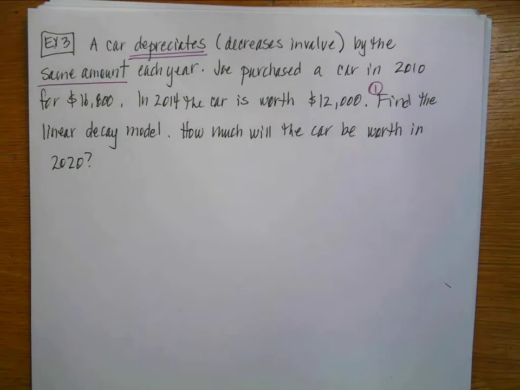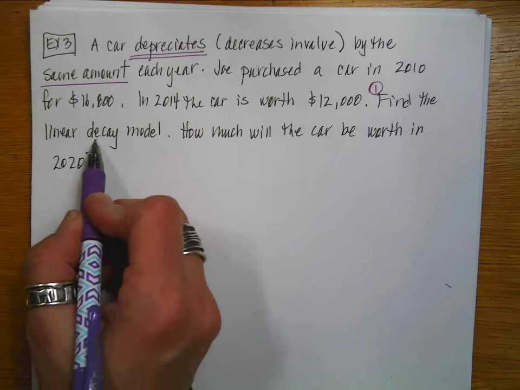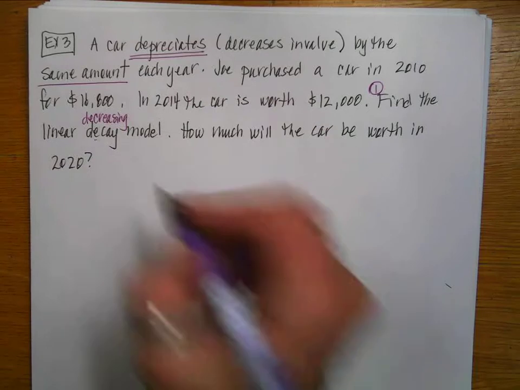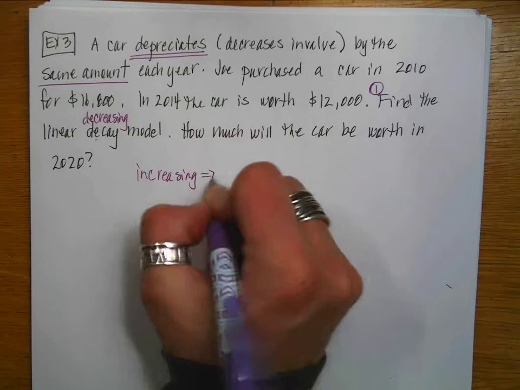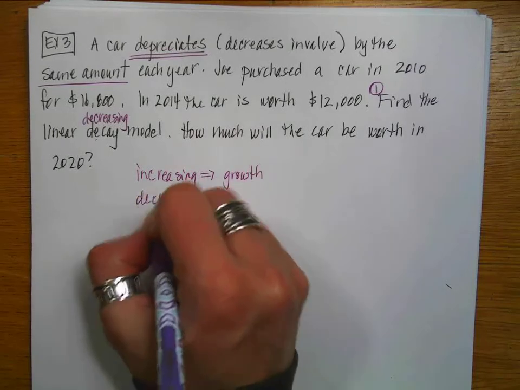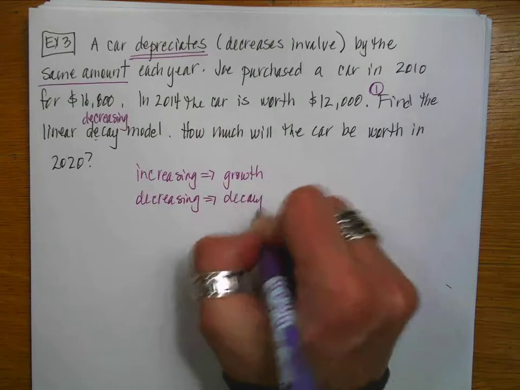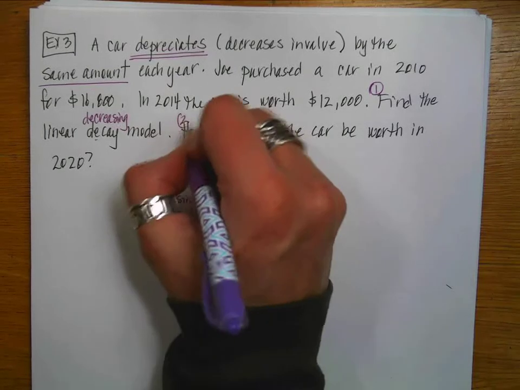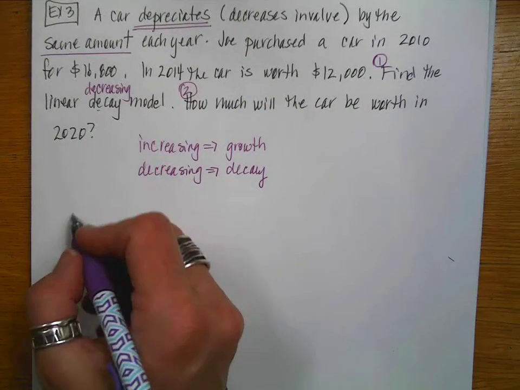And so then I want to find the model. So our first task is we're going to find the model. And notice it says linear decay. It's decay because it's decreasing. Okay? And just to make sure that we understand, if something is increasing, it's going to be called growth. And if something is decreasing, it's going to be called decay. So find the linear decay model, and then how much is the car going to be worth in 2020? Alrighty, so those are our two tasks.